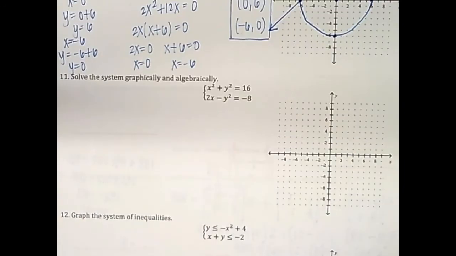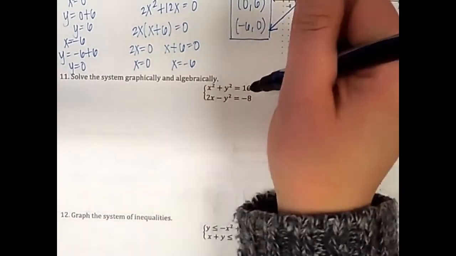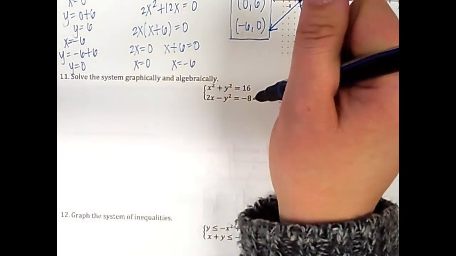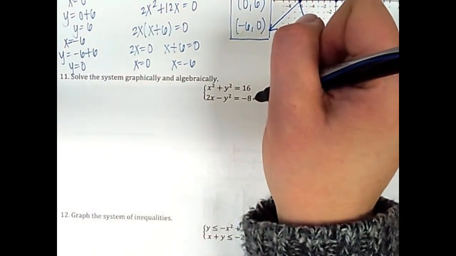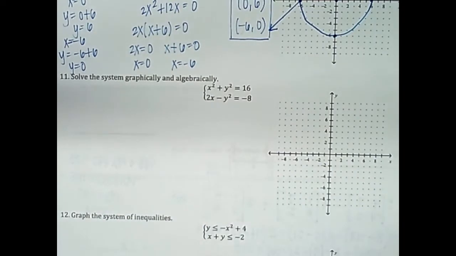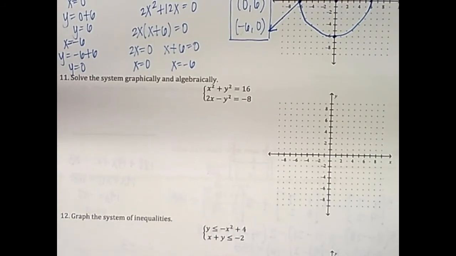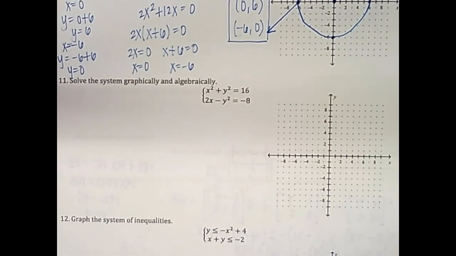Okay, so for number 11, we have a circle. The first one's a circle, and then we have a parabola. Now, this parabola is a little different, so we'll talk about that when we get to graphing that one. So I'm going to just start by solving it algebraically. I could actually solve this two ways, substitution or elimination. On my work online, I solved it using substitution. So on this one, I'm actually going to solve it using elimination just to show you both variations.